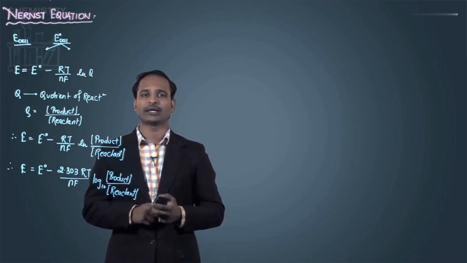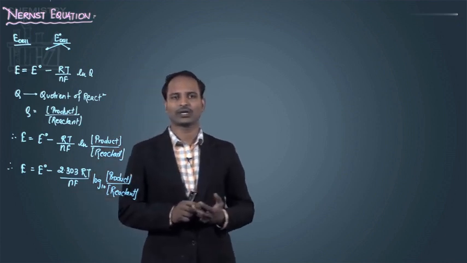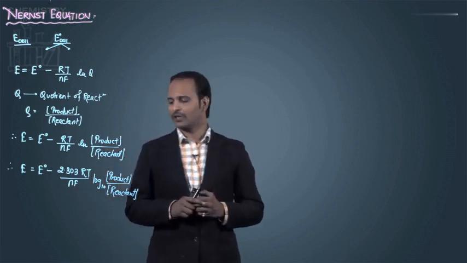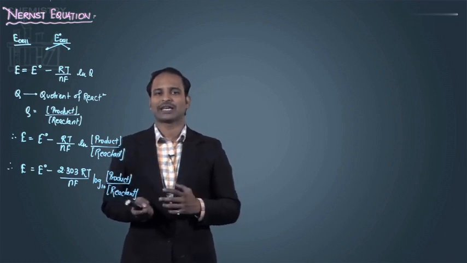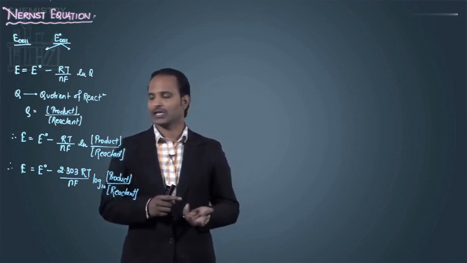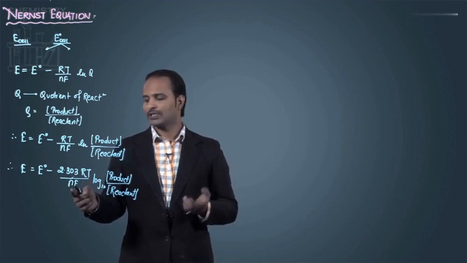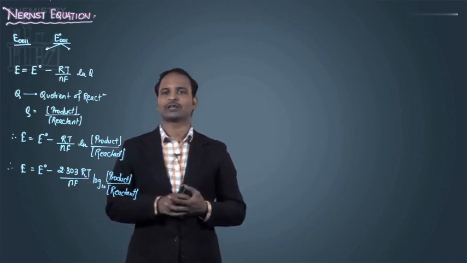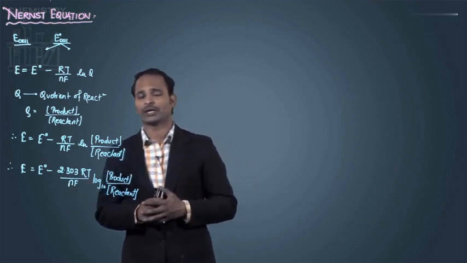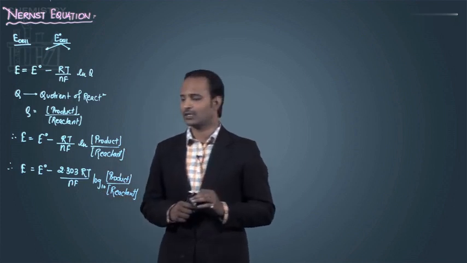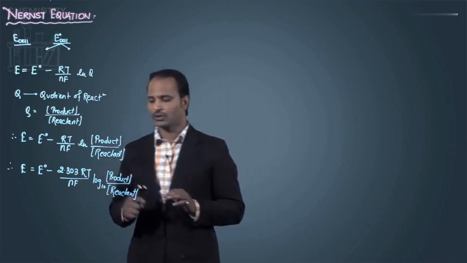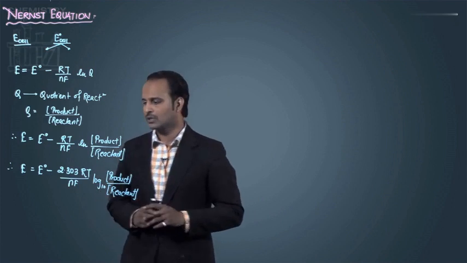N is the number of moles of electrons which are exchanged during the reaction, because as I said in the beginning, in electrochemistry we consider only redox reactions, where there is a gain and loss of electrons. So whatever number of electrons is gained or lost is always the same. So N is that number of electrons. F is the Faraday of electricity, and 1 Faraday is equal to 96,500 coulomb, that is, the charge on 1 mole of electrons, and then the product upon reactant concentration.